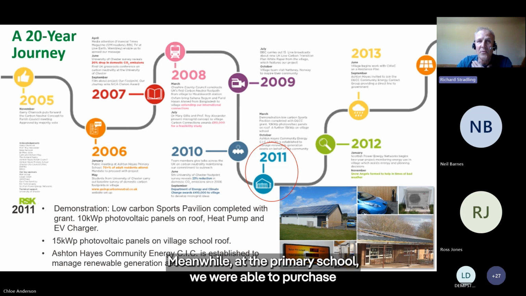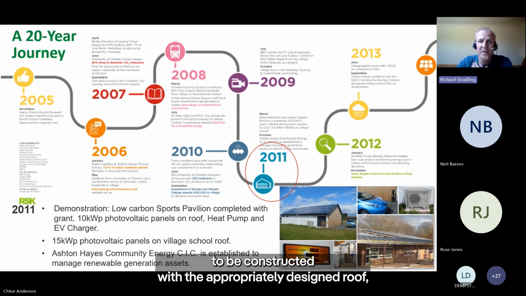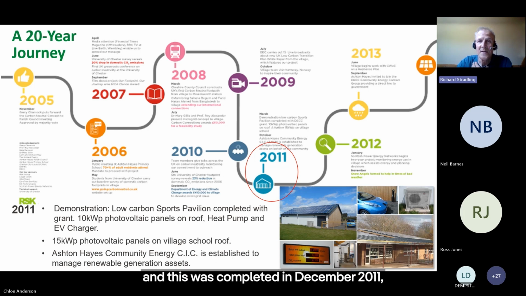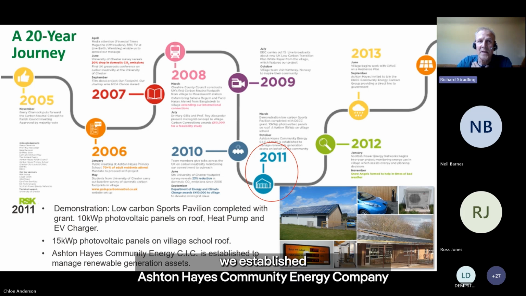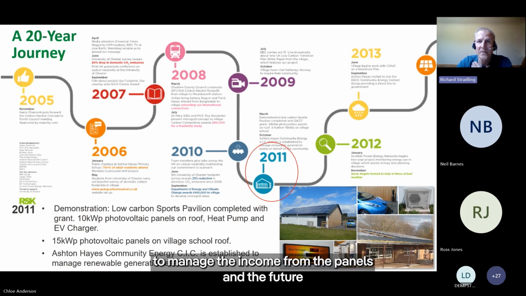Meanwhile, at the primary school, we were able to purchase and store 15 kilowatts of panels and inverter while waiting for a new classroom to be constructed with the appropriately designed roof. And this was completed in December 2011, which would have fallen outside of the grant timing. So also that year, we established Ashton Hayes Community Energy Company to manage the income from the panels and the future expenditure.